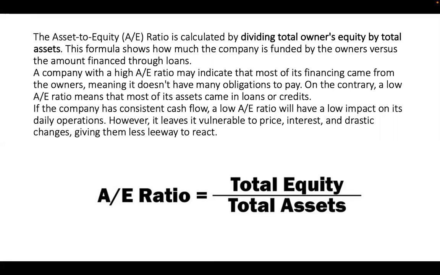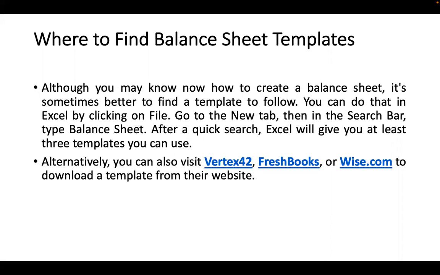If the company has consistent cash flow, a low AE ratio will have a low impact on its daily operations. अगर उसका कैश फ्लो कंसिस्टेंट है तो उसका बहुत इम्पैक्ट नहीं होगा डेली ऑपरेशन से. However, it leaves it vulnerable to price, interest and drastic changes, giving them less leeway to react. अगर ऑब्वियसली अगर उधार में ज्यादा है और उसको शॉर्ट टर्म लायबिलिटीज ज्यादा पे करनी है, तो it is not a very good idea for an organization.